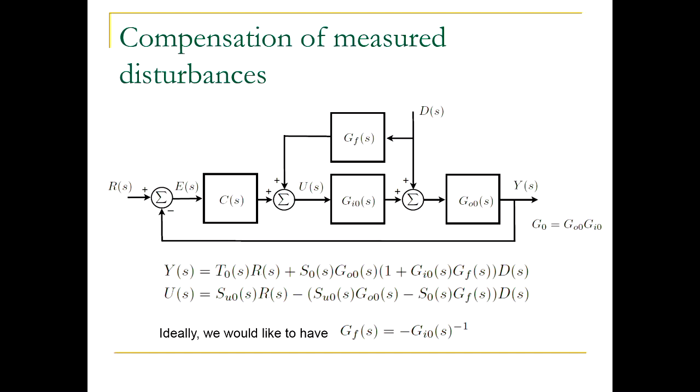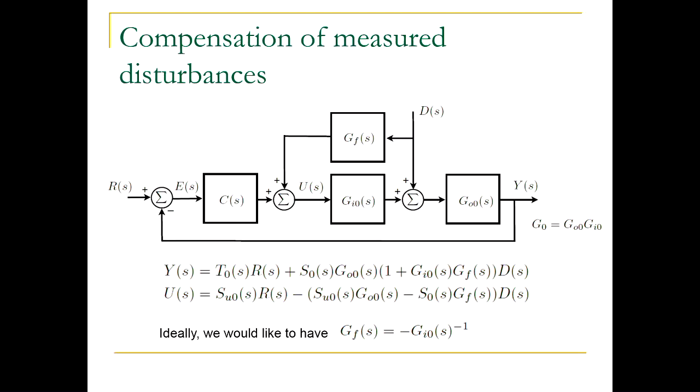So realizing physically the inverse of a causal system is a big problem, right? You can approximately do it by adding fast poles, extra fast poles in the inverse. But then we are talking about an approximation. We cannot do it exactly because of causality issues.